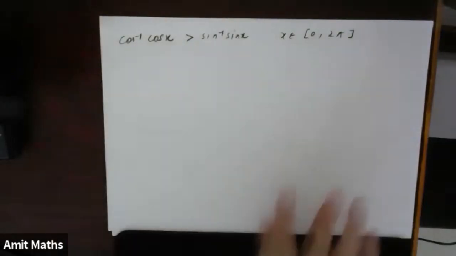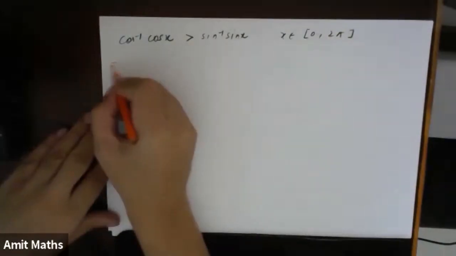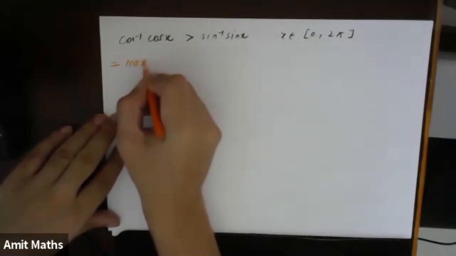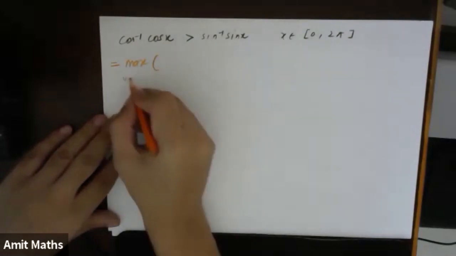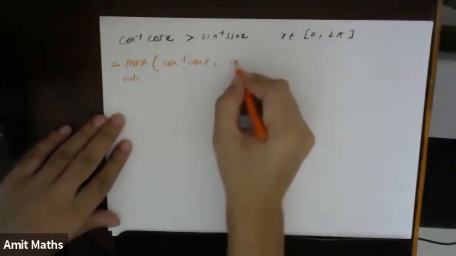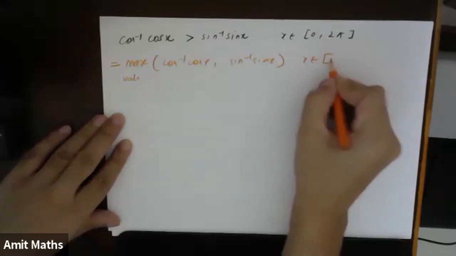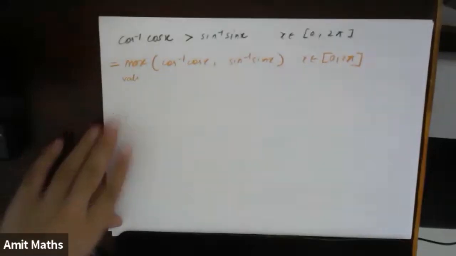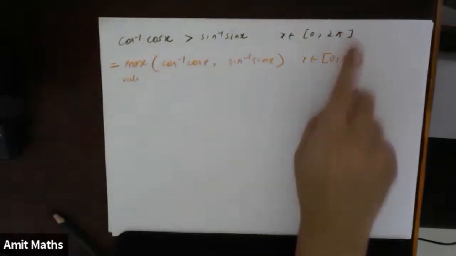Completely a graphical question. Either this, or I can also write this as the maximum of cos inverse of cos x, comma sine inverse of sine x, for x belonging to 0 to 2 pi. Same question, something similar. Find the values of x for which this is happening.